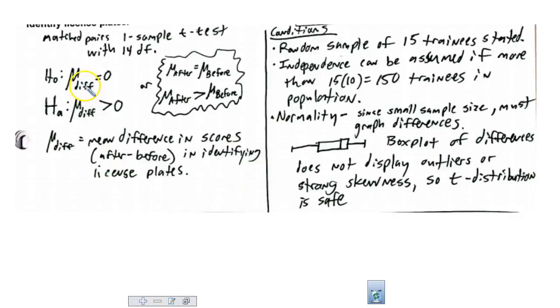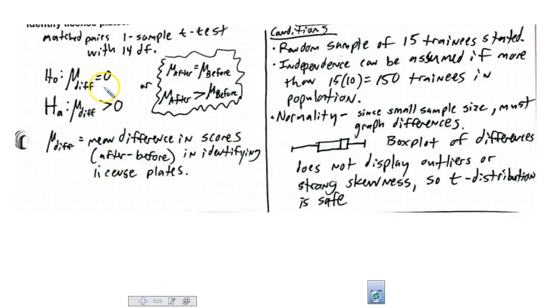If the memory technique were not working, we would assume that the police officer would identify the same number of plates after the treatment as they did before. And if that was the case, if it was the same number, then we would expect the difference of means to be 0.